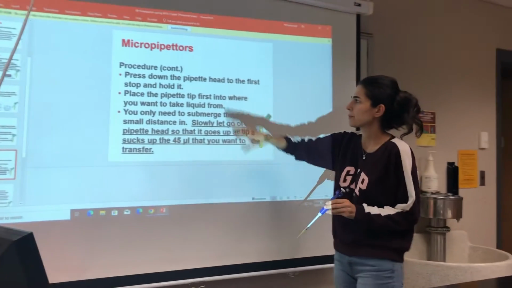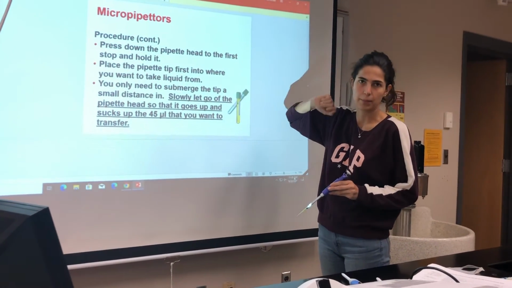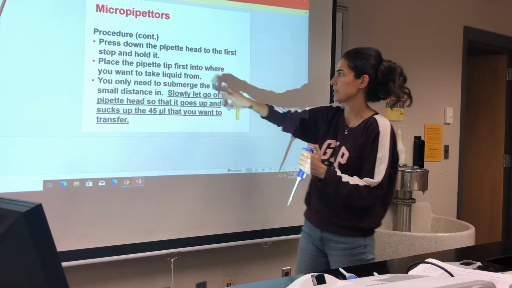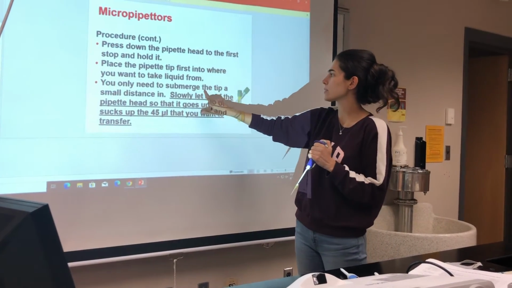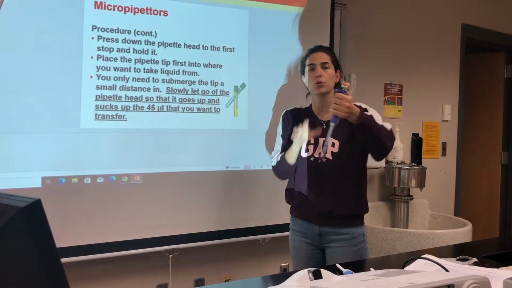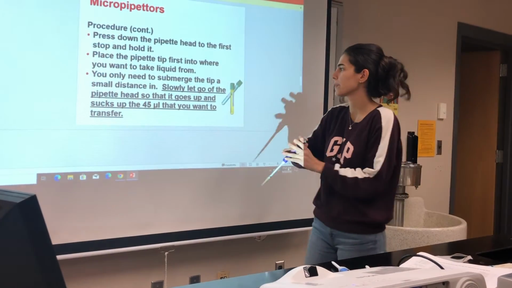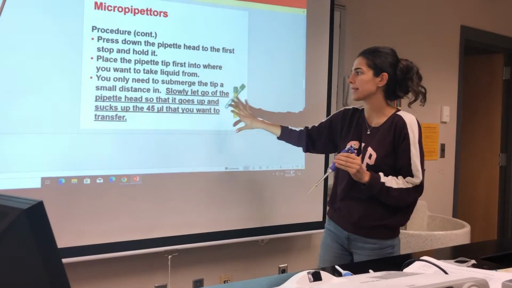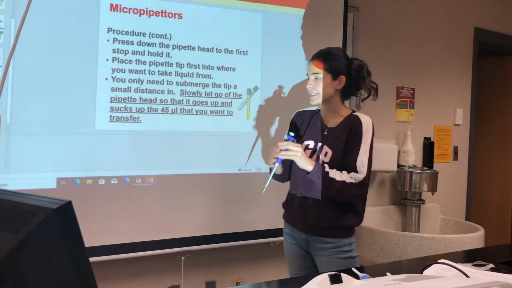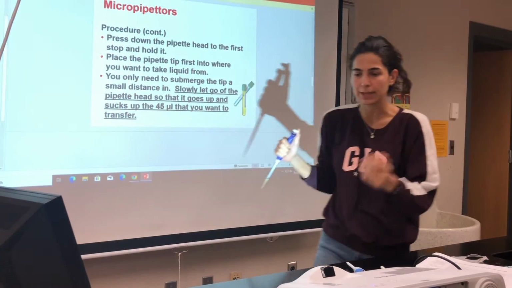So, press down the pipette head to the first stop. Hold it. Submerge it. You only need to submerge the tip in a small distance. You don't need to go all the way down. Slowly let go of the pipette head so that it goes up and sucks up the 45 microliter that you want to transfer.